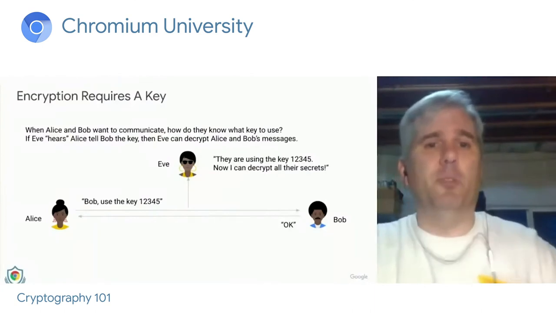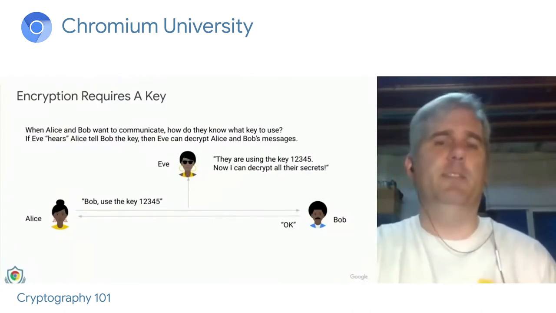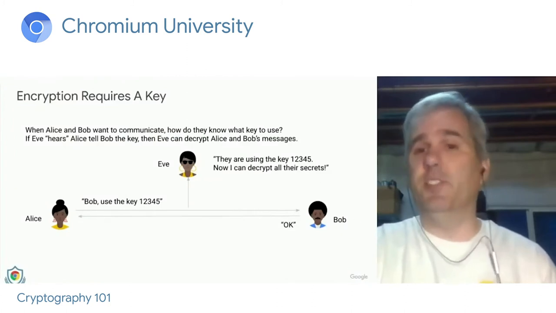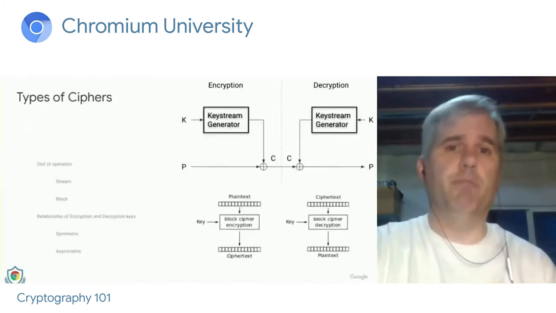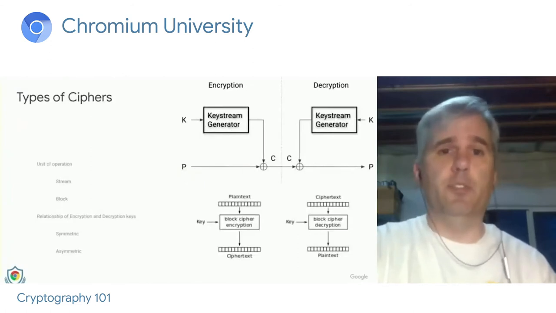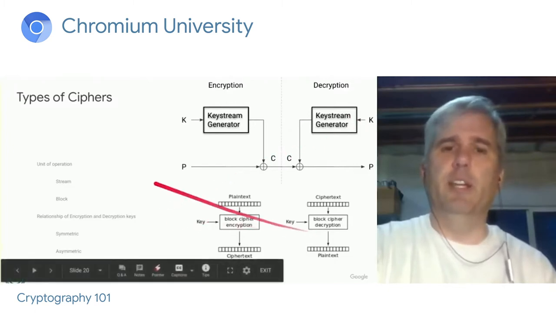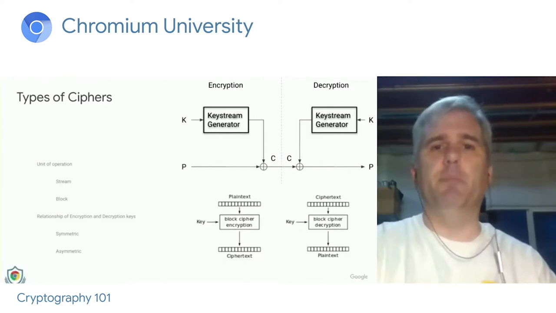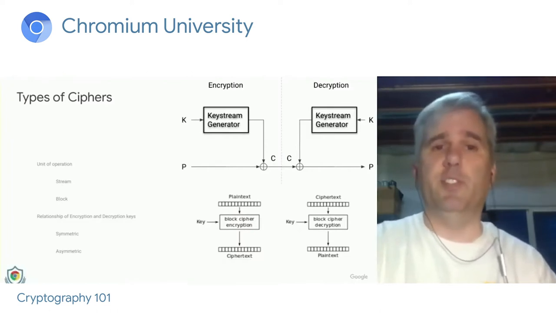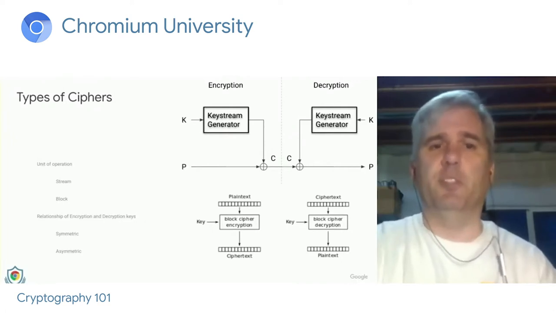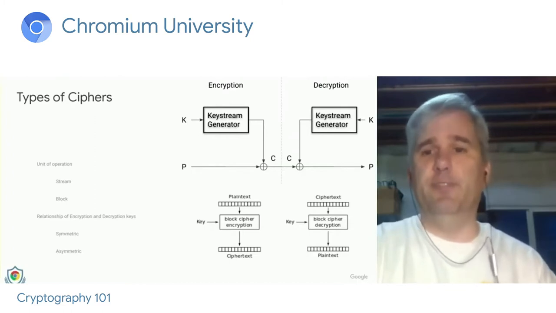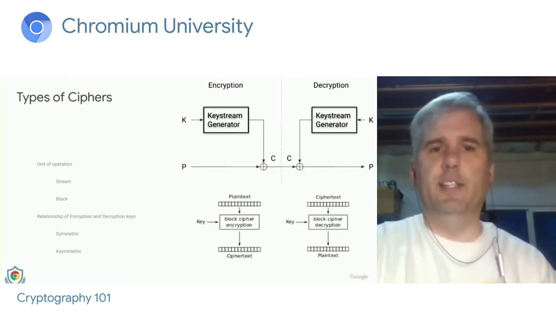Sometimes Alice and Bob can meet in person, but what if they can't, because of physical distance, because they're relatively anonymous to each other, or because they live in an oppressive governmental regime where they simply can't meet? With stream or block ciphers, you have an identical key that encrypts and decrypts, but we can also classify ciphers by the relationship between the encryption and decryption keys. Everything that I've shown so far is a symmetric cipher: same key encrypts and decrypts. An asymmetric cipher has different encryption and decryption keys that are mathematically related.